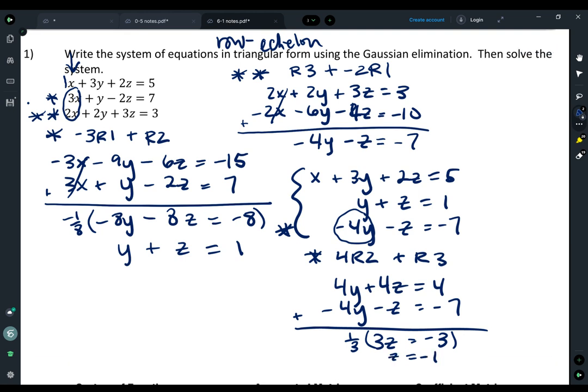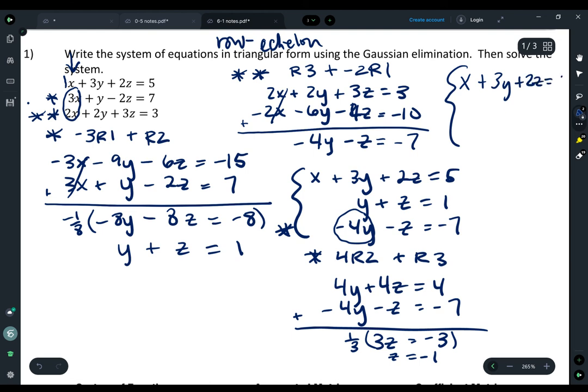So now that I have fixed my third equation, I can come up with my system. My first one is x plus 3y plus 2z equals 5. And this is Gaussian elimination. Gaussian is when we want to have that triangle. We'll show the triangle in just a second. The second one is y plus z equals 1. And the third one is z equals -1.